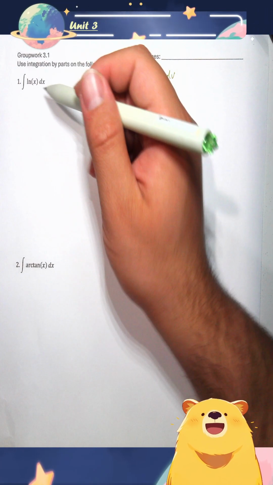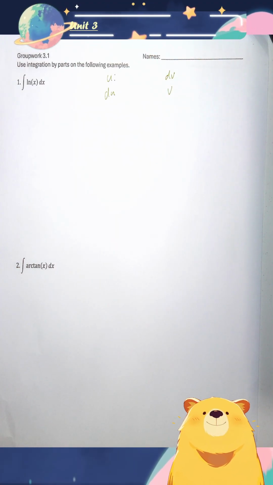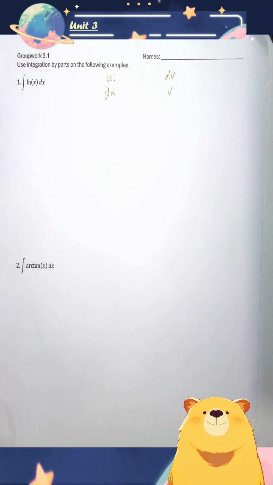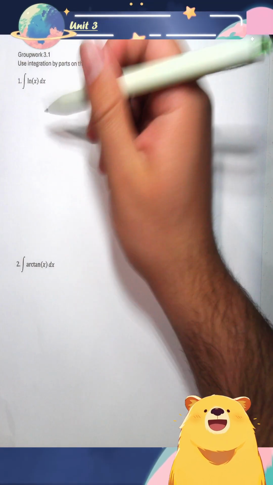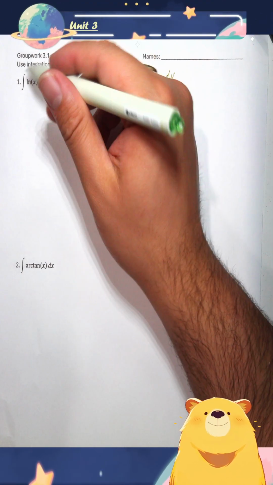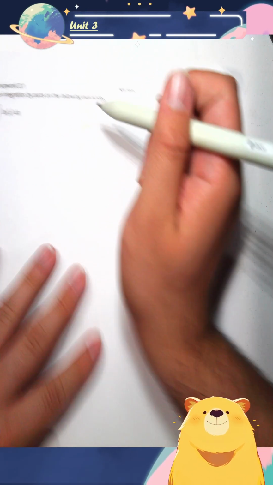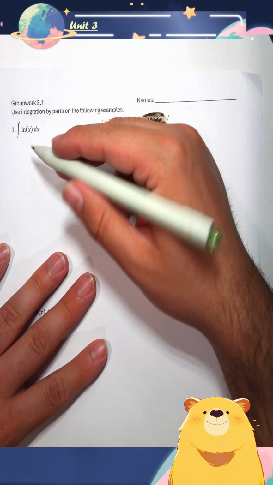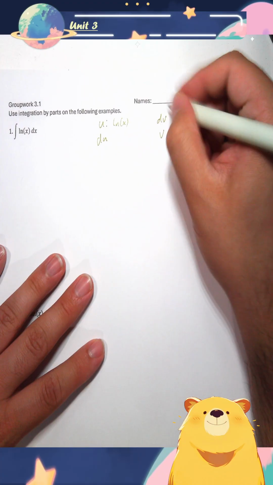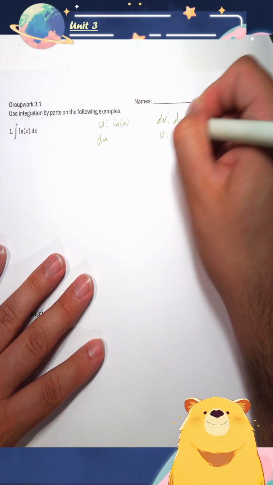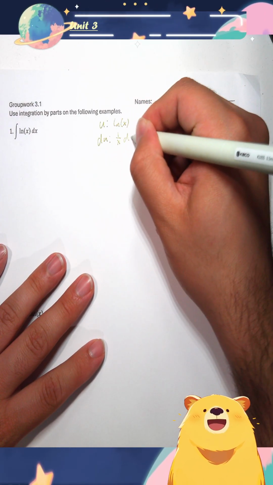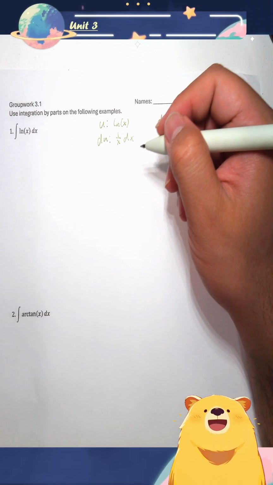We can't use substitution here because ln's derivative does not appear anywhere in this expression. So we should probably just do an integration by parts and see if that makes it more legible. I'll take the whole thing, ln of x, as u. That means dv will be just dx, v will be x, and du will be 1 over x dx.